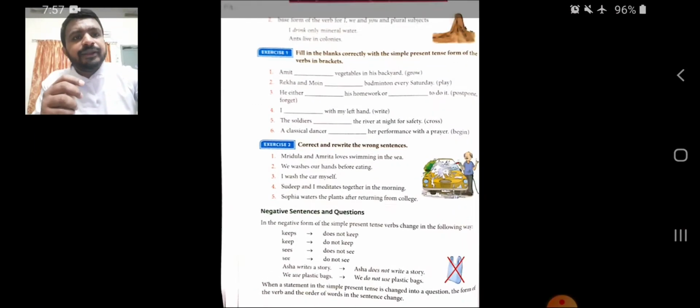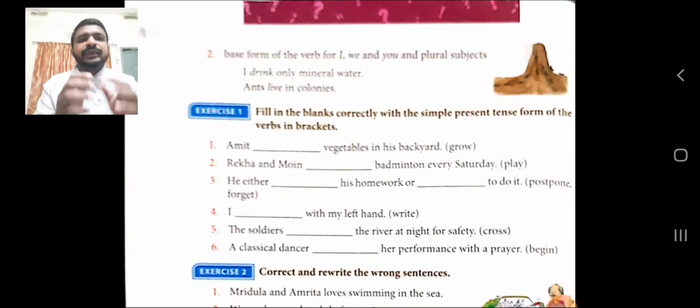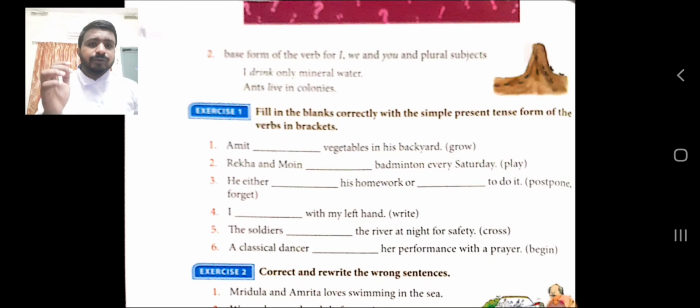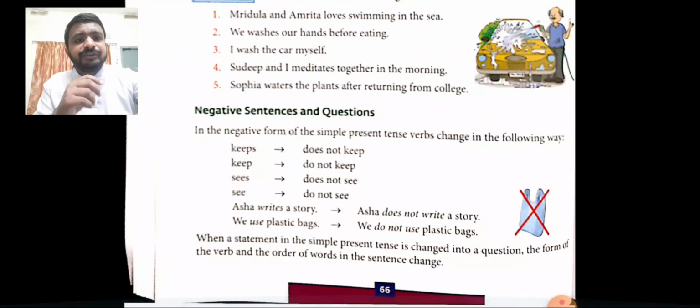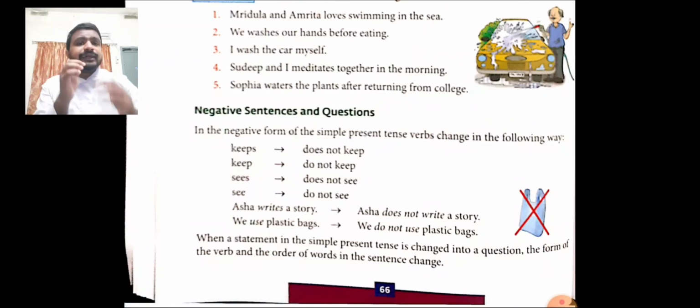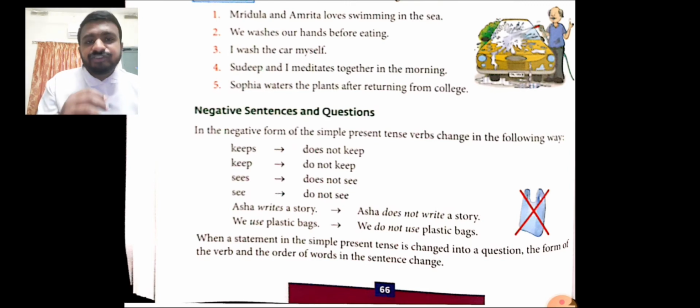Now to the next page. Now the base form of the verb is used for I, we, you and plural subjects. We just add the base form only. I drink only mineral water. Ants live in colonies. Now, suppose we go forward a bit more. Now, how to make negative sentences and questions? That's what we are going to see now.